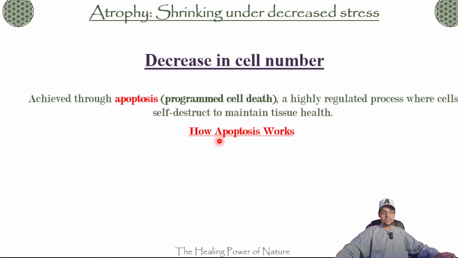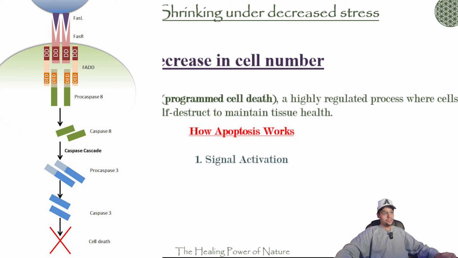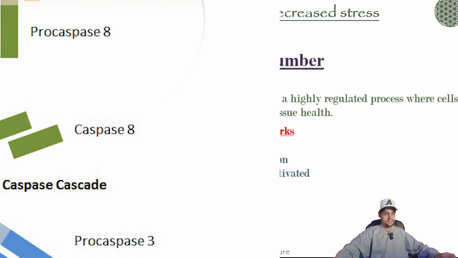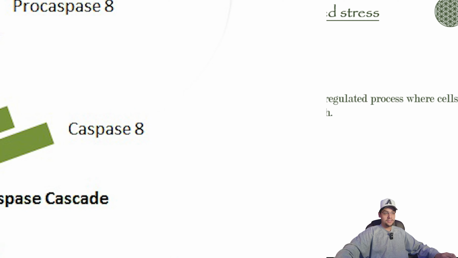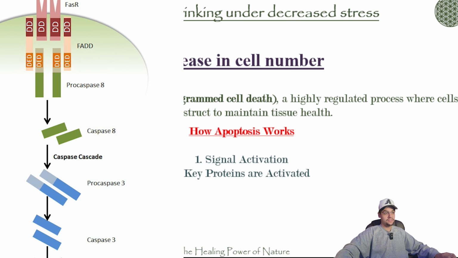So how apoptosis works. First, there's going to be a signal activation. The cell gets a signal to start the process. This can come from inside the cell, for example, if there's damage to DNA, or it can come from the outside. It gets a signal saying it's time to die. Then once the cell receives a signal, key proteins are activated. What are the proteins? They're called caspases. Basically, caspases are turned on, and these act like scissors that break down important parts of the cell.